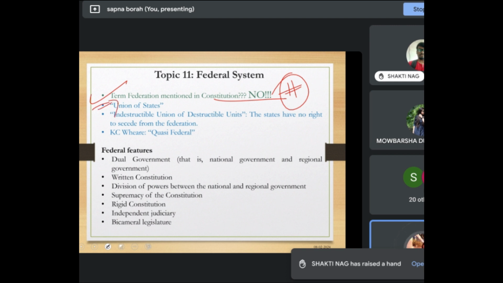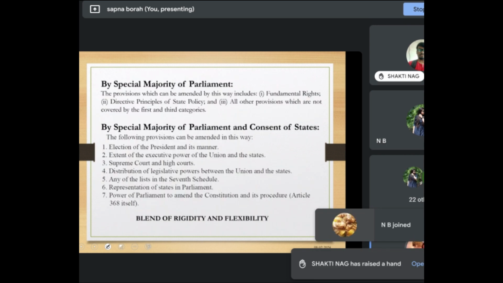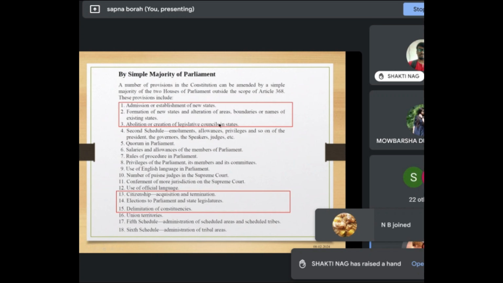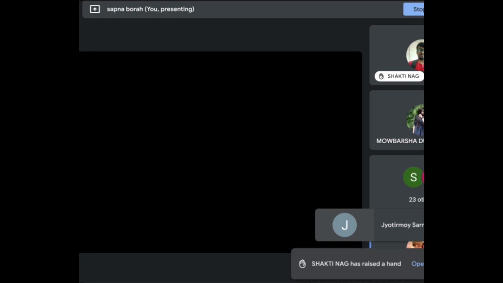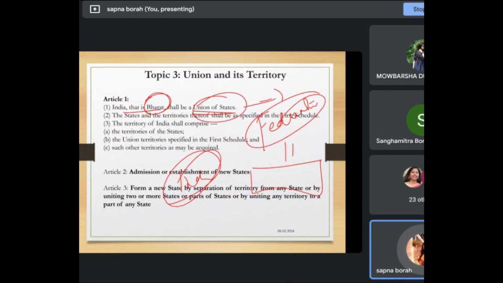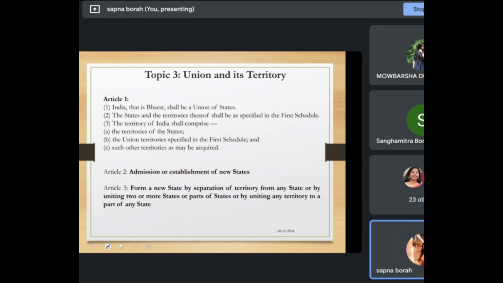This was given in article number 1, if you remember. That is why I had mentioned it right at the start. Let me show you the first slide. I have come back to article number 1 just to show you the difference between the union of states, what India means, and that we do not find federation in the Constitution. Now it is visible. So now listen to this carefully and look at the screen. India, that is Bharat, shall be a union of states. This is the statement that you have to look into. Here we never see the word federation.